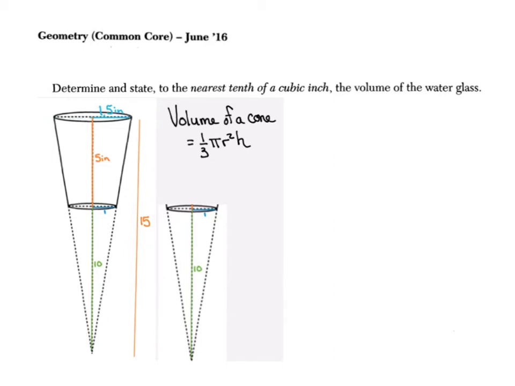And they would like us next to determine and state to the nearest tenth of a cubic inch the volume of the original water glass. Well, to do this, we'll need to find the volume of the large cone and the volume of the small cone. The difference of them will be this little water glass. The formula for finding the volume of a cone is equal to 1/3 times pi r squared times h. The pi r squared comes from that being the area of the base, which is a circle.